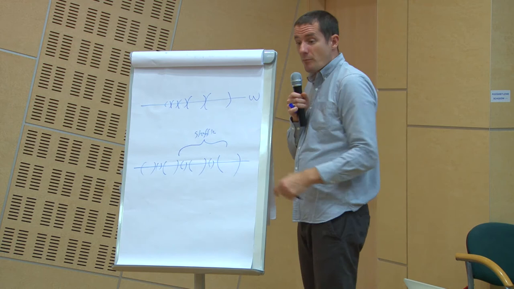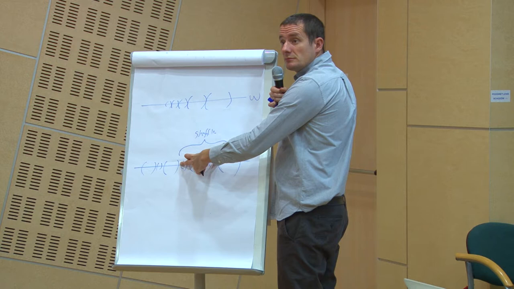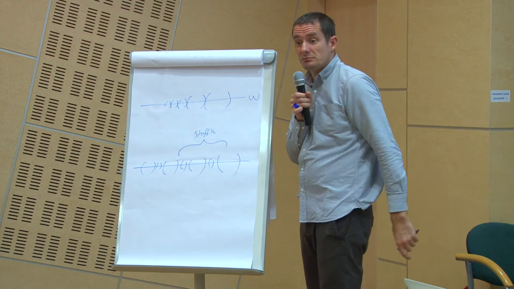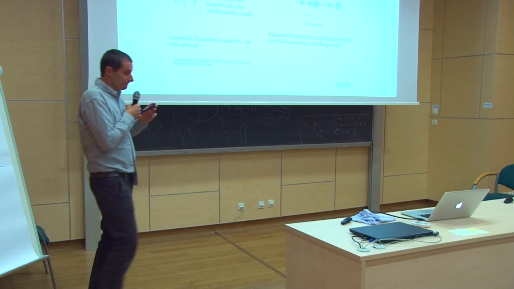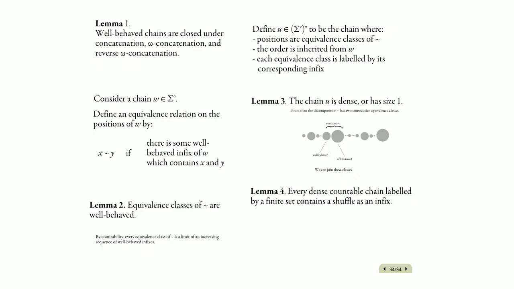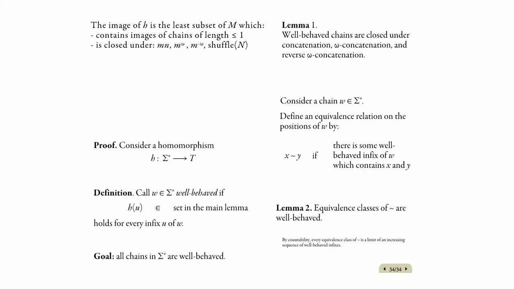But that means that this infix itself is well behaved. Okay? And therefore, my equivalence classes should have been bigger. So that's the end of the proof. Okay, so this proves Shelah's theorem, the main lemma, and therefore the decidability.